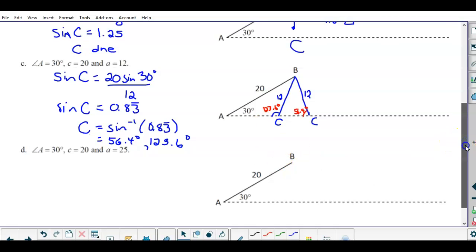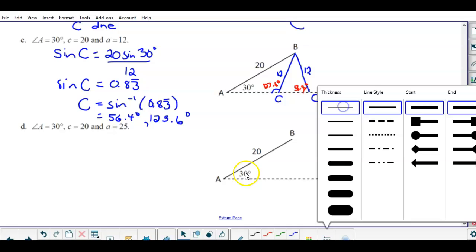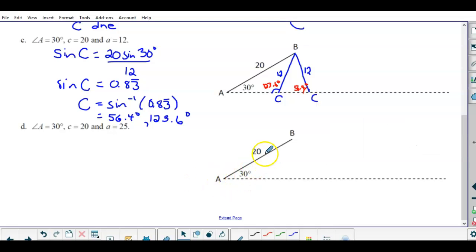If you take a look at the next one, I'm going to go back to my blue. Same angle, same side here, but A is 25. Well, notice this side here is 20. So my 25 can't go in that same direction. It's for sure going to have to go out this way and be longer, right? So this would be 25. Okay, so my C would be here. So there's only one case in this one.